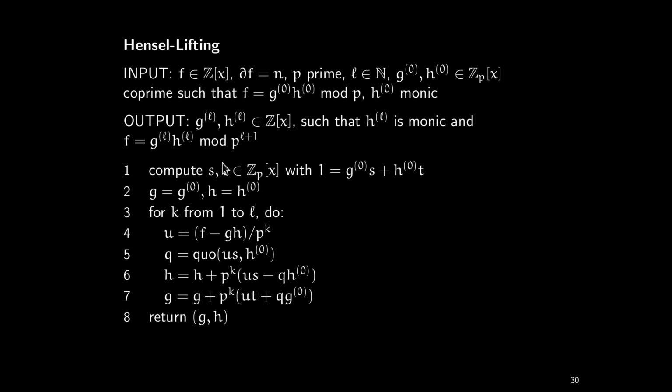So first you compute the cofactors with the Euclidean algorithm, and then you instantiate g and h to the given polynomials from here, and then you let k run from 1 to L and do what I explained on the previous slide. You compute the u, and you compute the q, and then you update the h and the g according to these formulas, and you do this L times, and the output is the pair g and h.